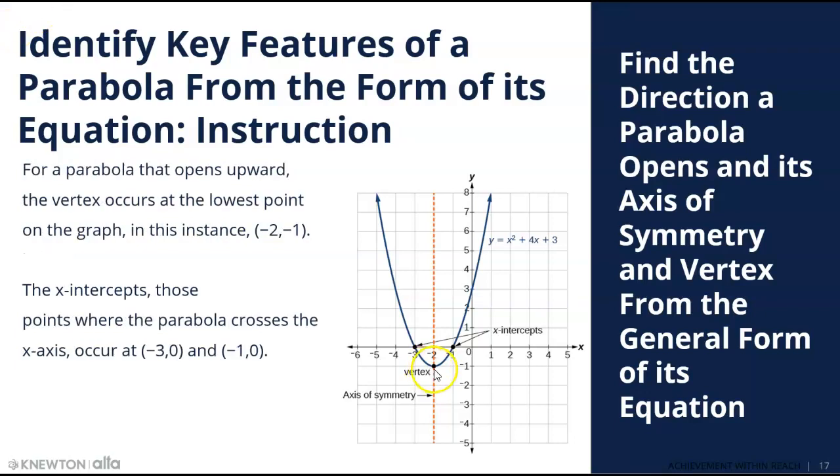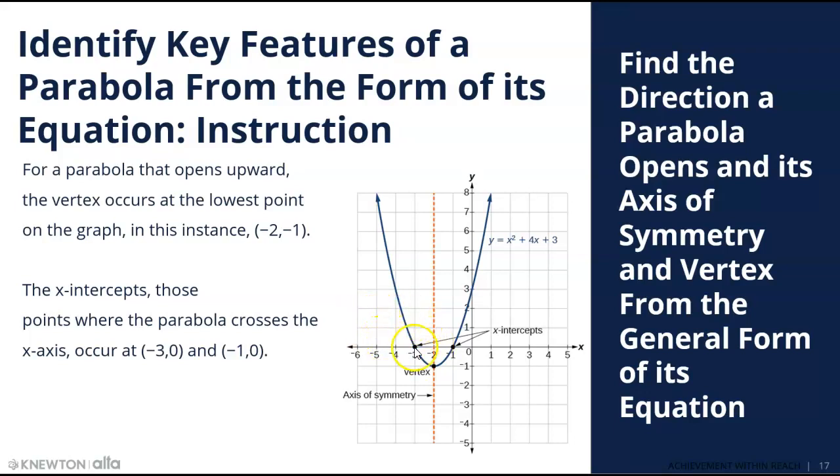Now also, for a parabola that opens upward, the vertex occurs at the lowest point on the graph. In this case, for instance, it is the point (-2, -1). If we have a parabola that opens downward, the vertex occurs at the highest point on the graph.